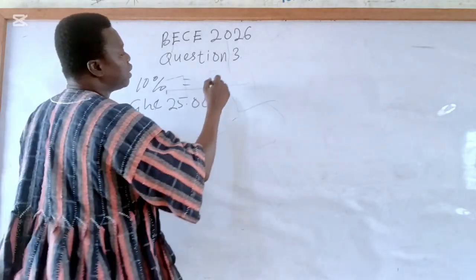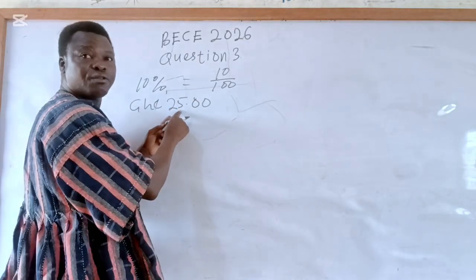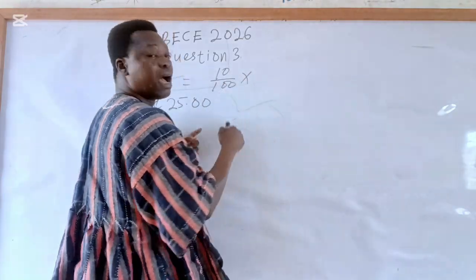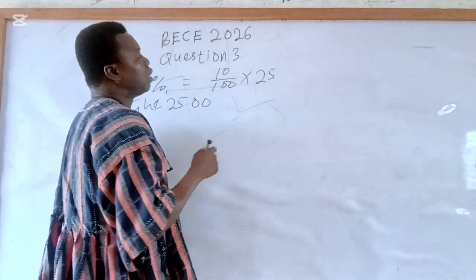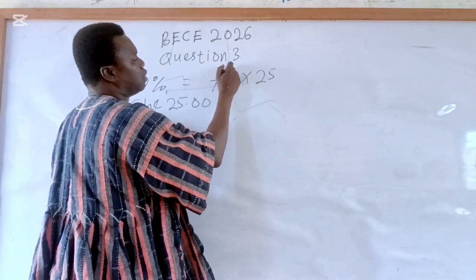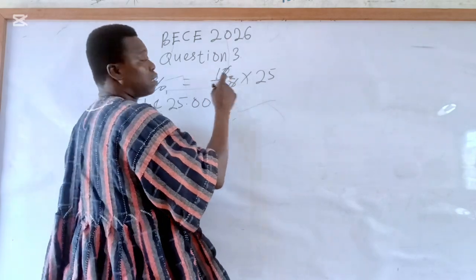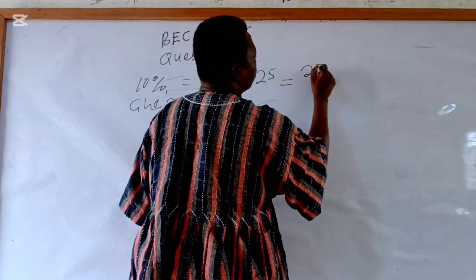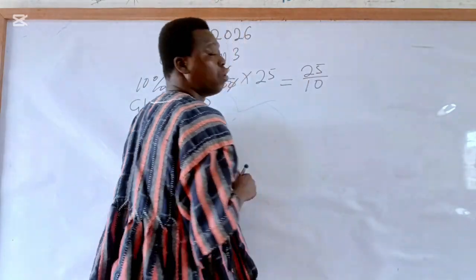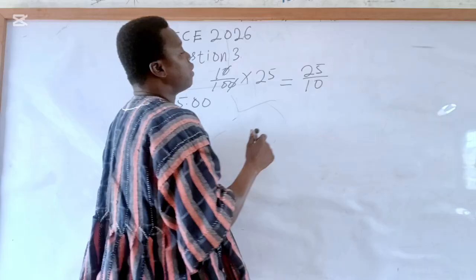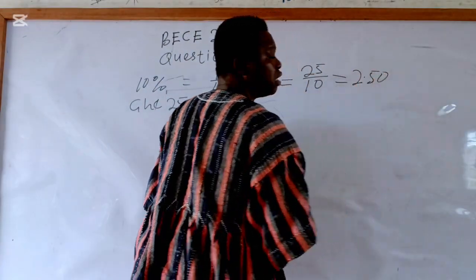10% means 10 on 100, and 10% of 25 will mean 10 over 100 times 25. Then the 0s will cancel. I'm left with 1 here. 25 times this one will give me 25 over this 10. Then 25 divided by 10 will give me 2.50.